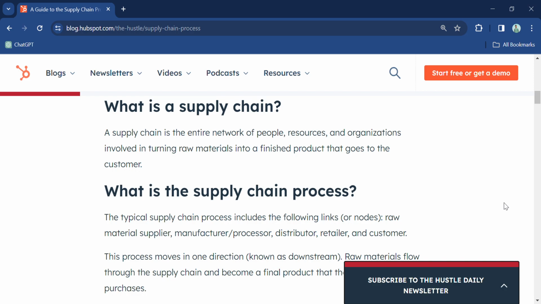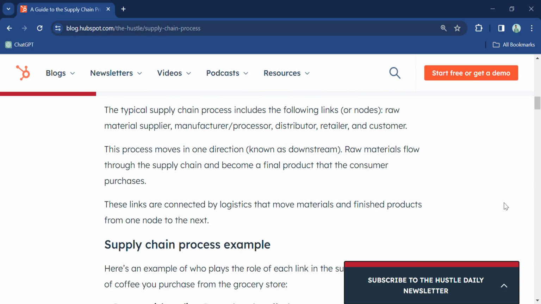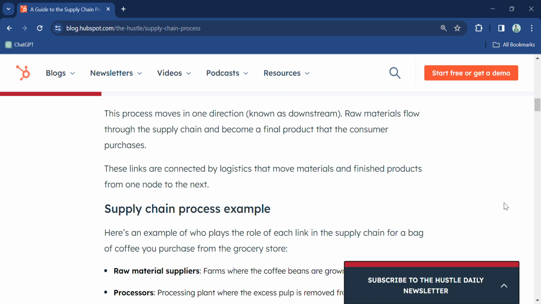What is the supply chain process? The typical supply chain process includes the following links or nodes: raw material supplier, manufacturer or processor, distributor, retailer, and customer. This process moves in one direction, known as downstream. Raw materials flow through the supply chain and become a final product that the consumer purchases. These links are connected by logistics that move materials and finished products from one node to the next.